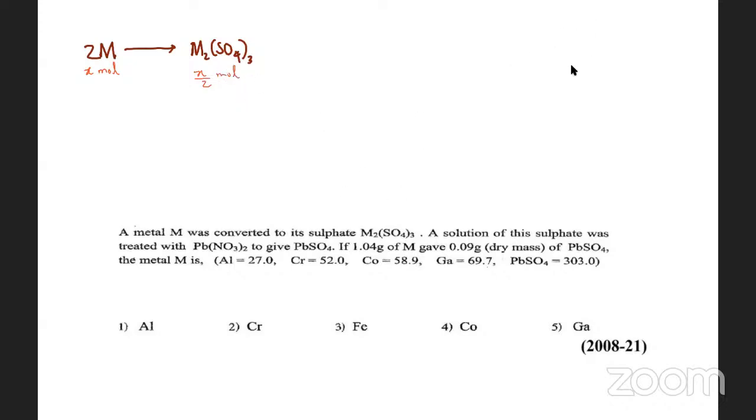And then that M2SO4 is reacting with lead nitrate, that we can write. M2SO4 reacting with lead nitrate to form lead sulfate precipitate. And what should be the other product then? Lead and sulfate are combining to form lead sulfate. So M and nitrate should form MNO3. That is the other solution which will be formed.